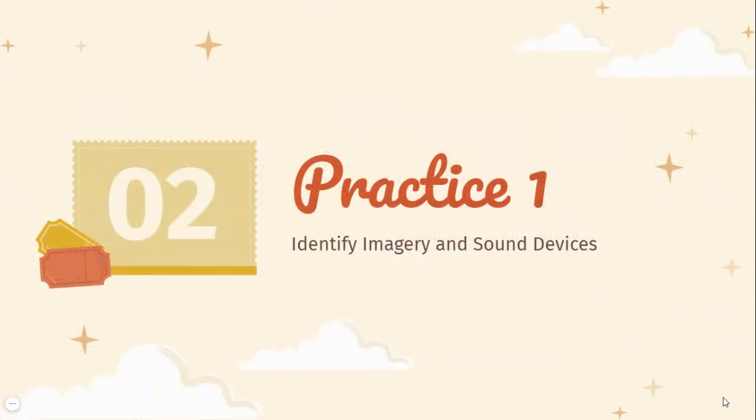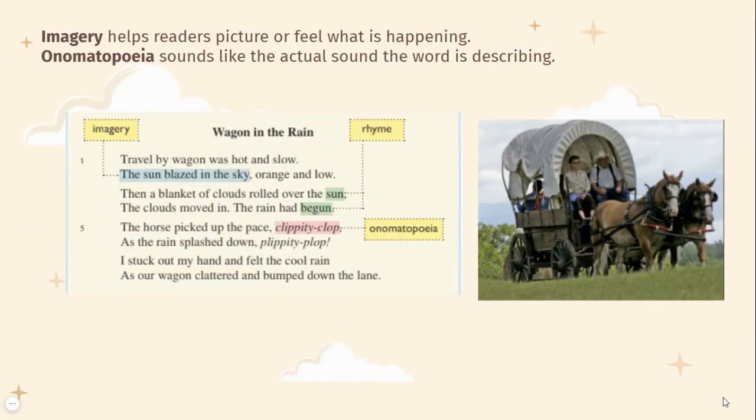Part 2, Practice 1, Identify imagery and sound devices. Figurative language is a literary device that can appeal to any of the 5 senses: taste, touch, smell, hearing, and sight. Imagery and sound devices are kinds of figurative language. Take a look at Wagon in the Rain. Listen and follow along as I read.